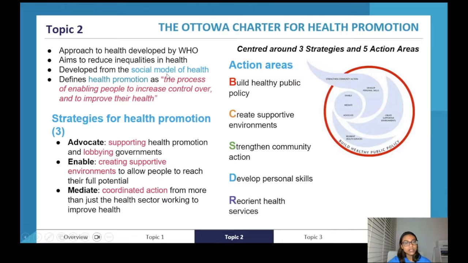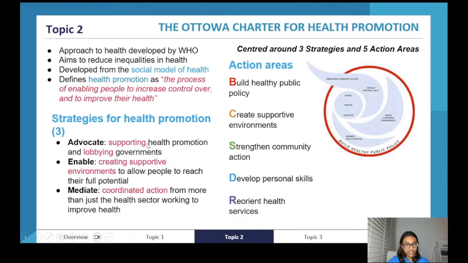So it's developed from the social model of health, and there's the definition that's associated with the Ottawa Charter. The WHO developed this back in the day. Then we've got our action areas, which are super, super important. You see more questions about the action areas, but don't forget about the strategies as well, because they might come up in a question. You never know. So it's important to have examples that relate to each of them.